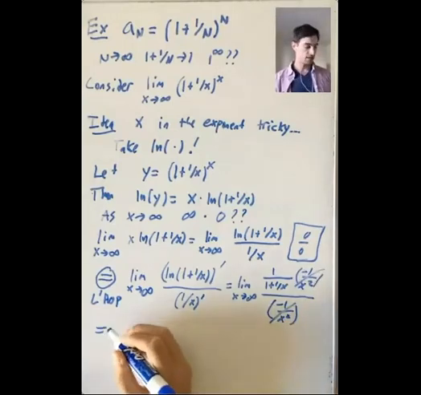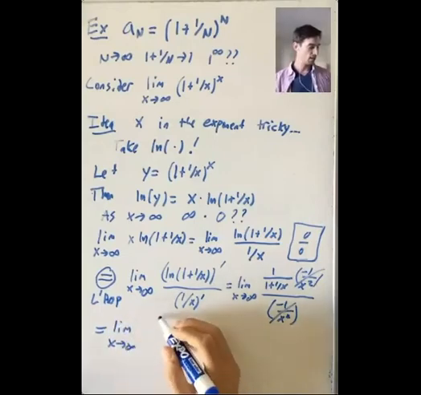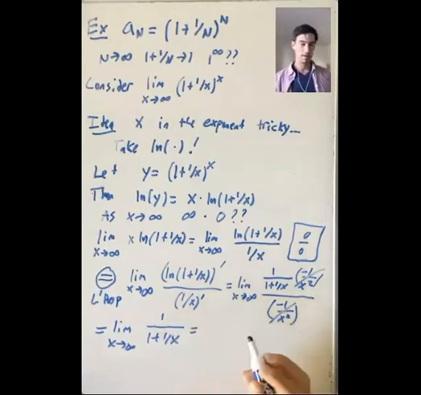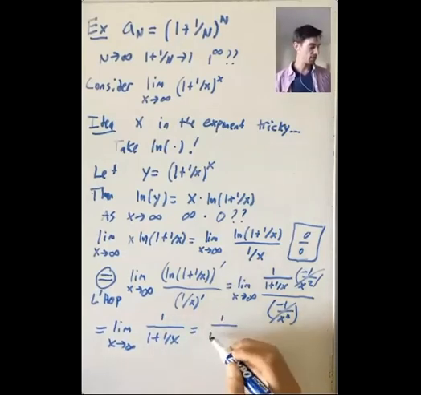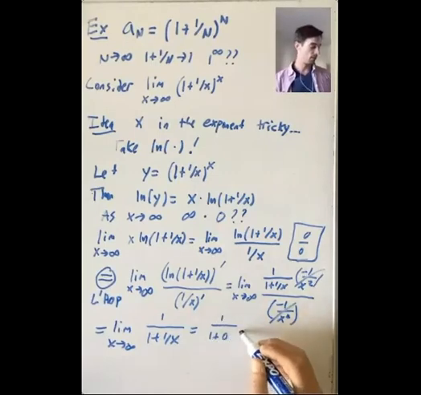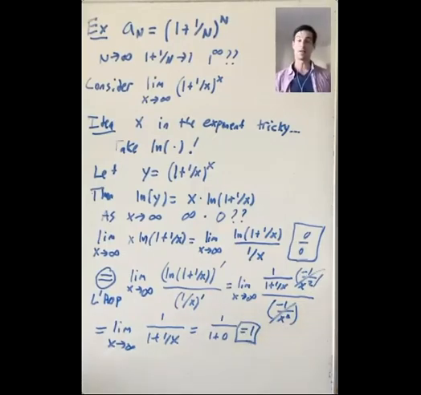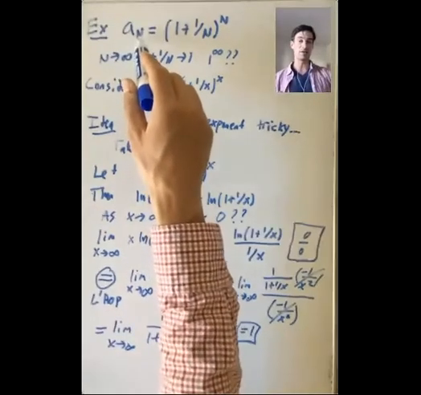And what we get in this limit is the limit as x goes to infinity of 1 over 1 plus 1 over x. As x gets large, we're getting something that looks like 1 over 1 plus 0, which is just 1. So now we have to be a little careful. This is not the limit that we started with. This is not the limit as n goes to infinity of a_n.